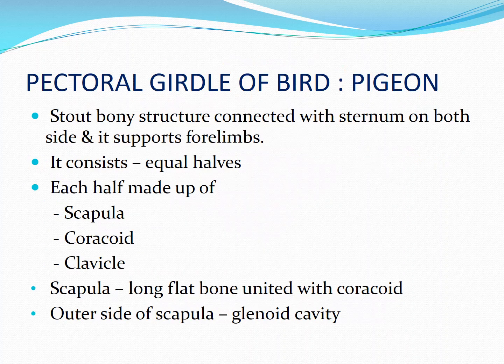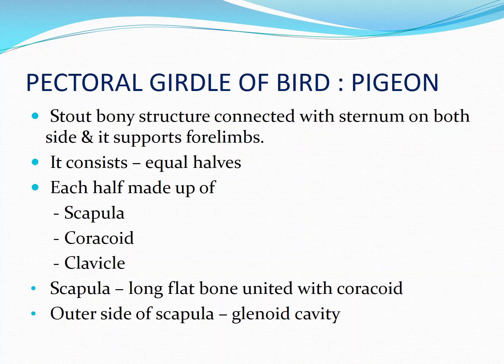Coming to the pectoral girdle of bird or pigeon. Pectoral girdle of bird is a stout bony structure connected with sternum, which is also called the breastbone, on both sides, and it supports the forelimb bones like humerus, radius and ulna. It consists of two equal halves, each half in turn made up of three bone elements, namely scapula, coracoid, clavicle.